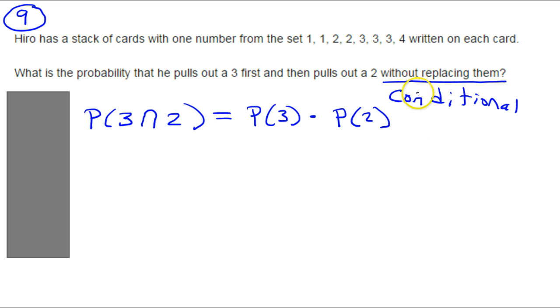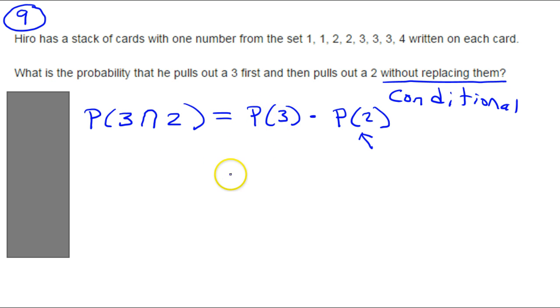Now if you don't put the cards back, it affects the second one. It's going to change the probability from what it would normally be. So we're still going to basically do the same thing, but we're just going to be very careful to take into account that this second probability is going to be different than it would be if you put the cards back. So, let's think about it.